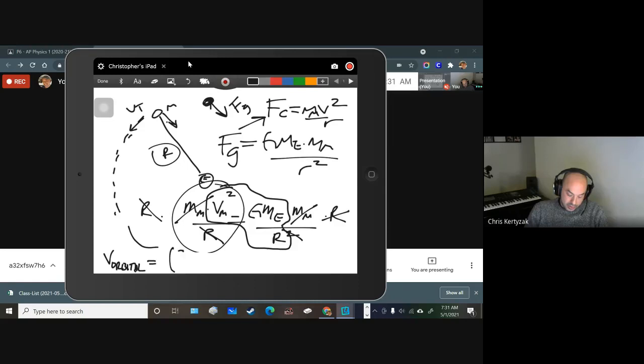v equals G times the mass of the gravity object, whatever it is that it's orbiting, mass of Earth here, over r, square rooted. So that's an orbital velocity formula. The square root of GM over r. Could have written it like that. GM, mass of Earth, over r.